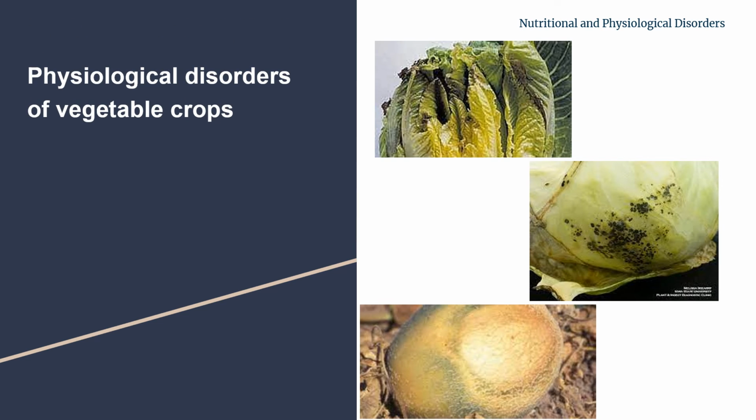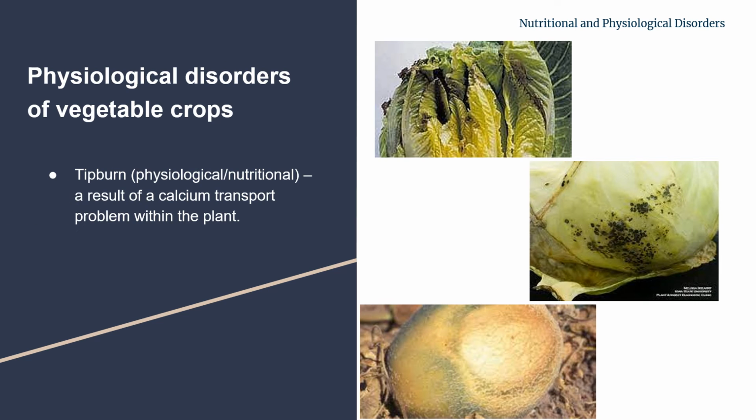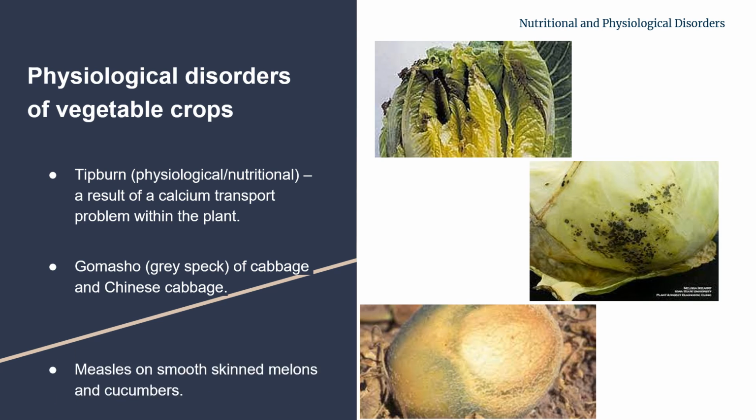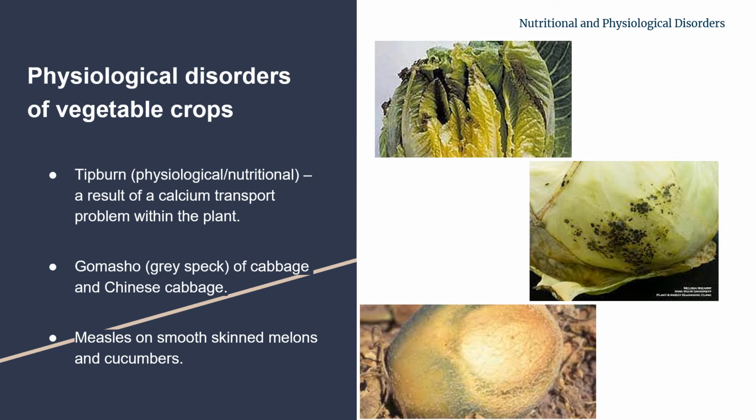Physiological disorders of vegetable crops. Tip burn, a result of calcium transport problems within the plant. Gasmo of cabbage and Chinese cabbage. Measles on smooth-skinned melons and cucumbers.